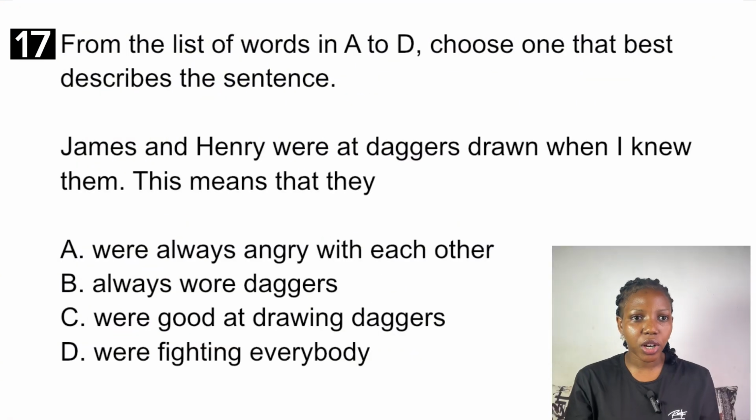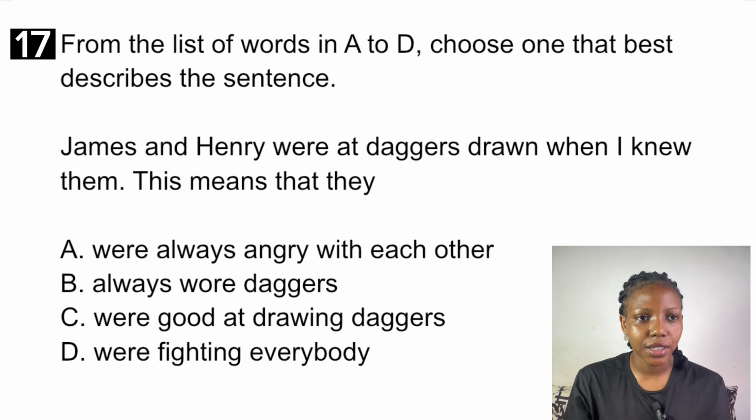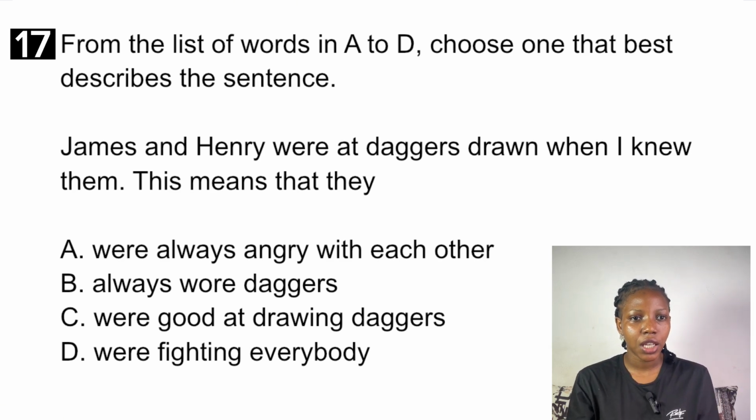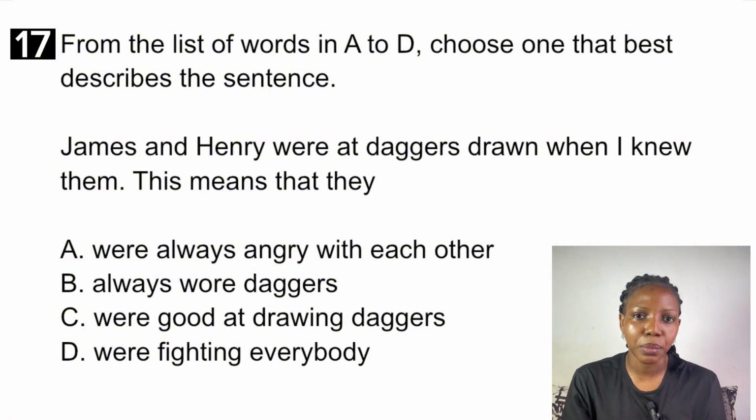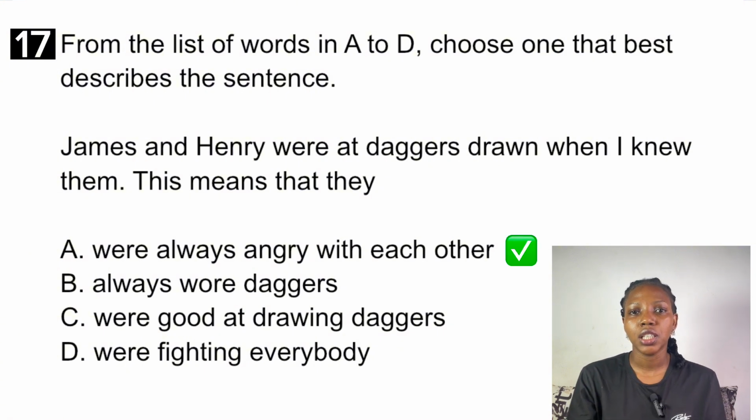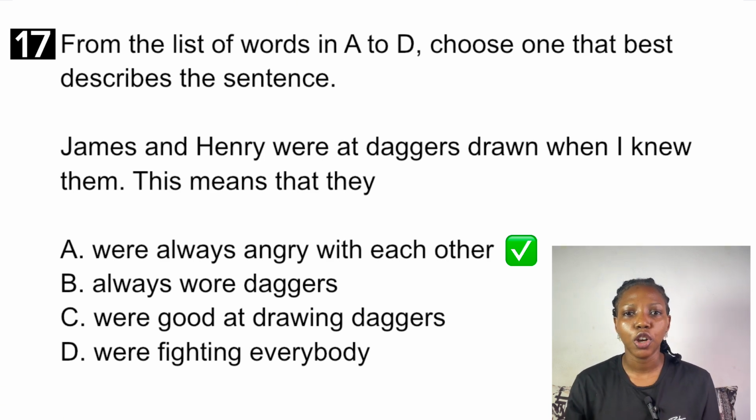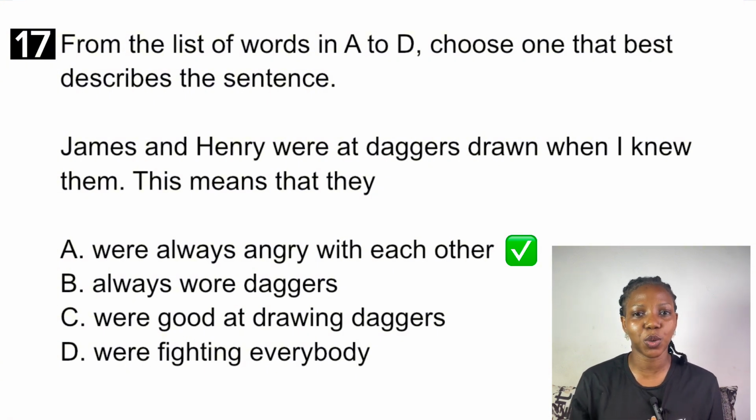So from the list of words in A to D, choose one that best describes the sentence. James and Henry were dagger drawn when I knew them. This means that they dash. So when we speak of dagger drawn, it is an idiomatic expression that means that two people are always in a state of very intense hostility towards each other. Okay, so it means angry. You're always angry with each other. So option A is the final answer to this question.